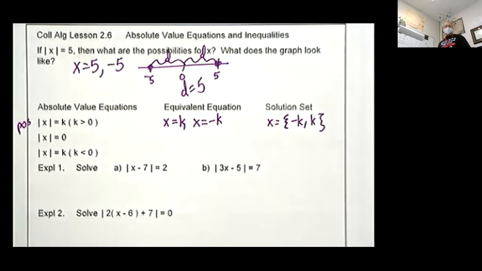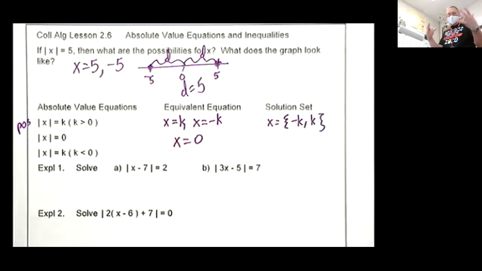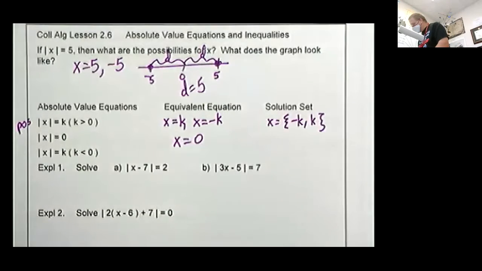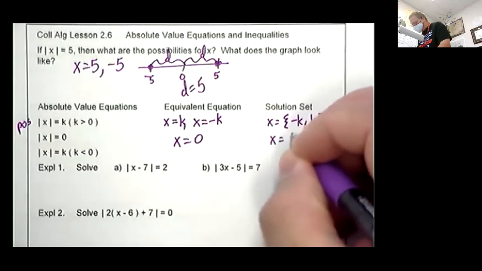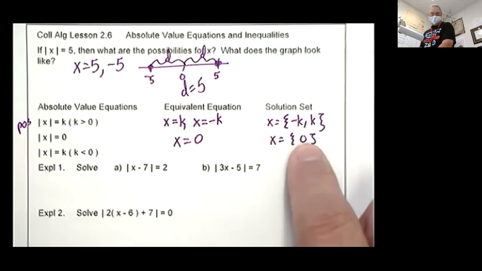What if absolute value is equal to 0? Well, if absolute value is equal to 0, there is no distance, so that value is 0. So x is equal to 0. It could be something else inside that you have to solve. Therefore, the solution set is x equals the set containing 0. Note that's not the null set. That is 0.